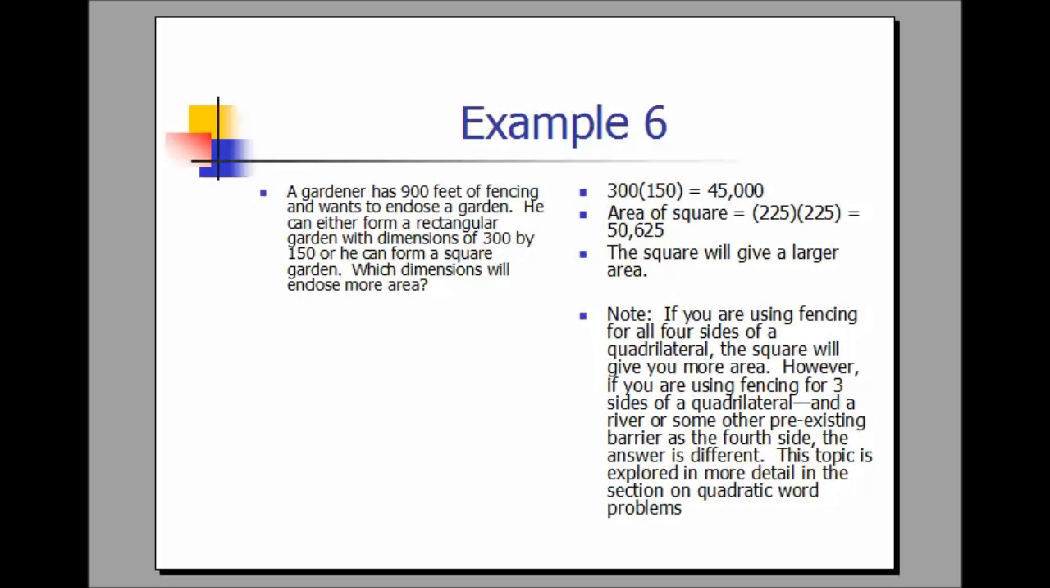Here's an important little tip for the SAT. If you are using fencing for all 4 sides of a quadrilateral, the square will give you more area. However, if you are using fencing for 3 sides of a quadrilateral and a river or some other pre-existing barrier as the 4th side, the answer is different. This topic will be explored in more detail in the section on quadratic word problems.